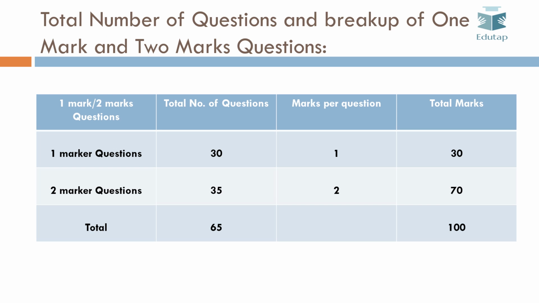Now friends, let us have a look at the total number of questions and the break up of 1-mark and 2-mark questions. As per the general trends, the total number of questions is 65, pertaining to 100 marks. Out of those 65 questions, 30 are going to be 1-marker questions, that is 1 mark for each question, so 30 marks in total. Then the 2-marker questions are going to be 35, each question 2 marks, a total of 70 marks. So this is the breakup when it comes to the 1-marker and 2-marker questions and the corresponding marks for each, right?